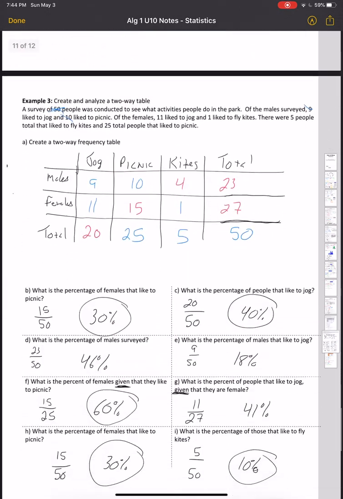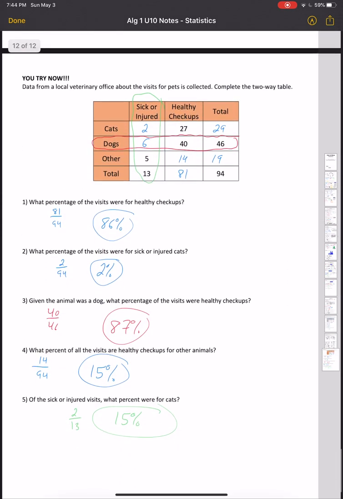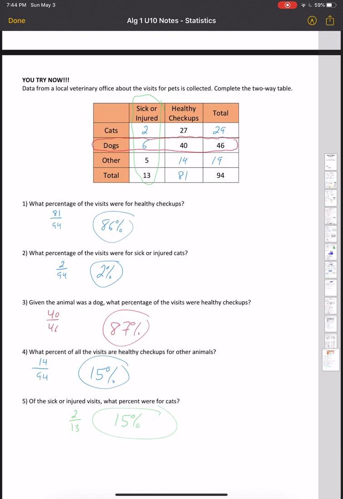Okay? So there is a you try now, which I'm just going to leave here. That's another worked out example for you. Okay? You see down here, this question says, of the sick or injured visits. You see how that starts it? So that's going to be like, given we're looking at sick or injured visits, what percent were for cats? Okay?